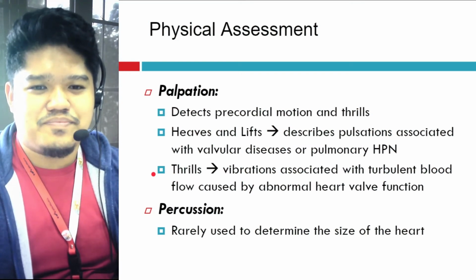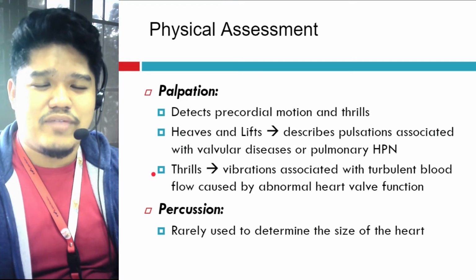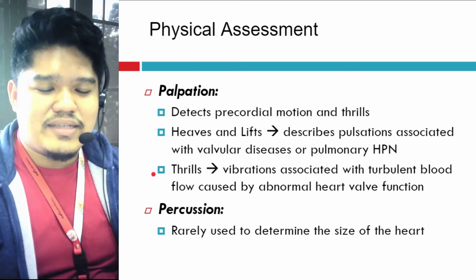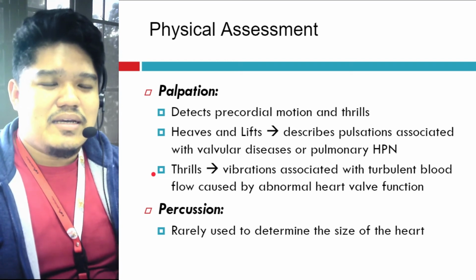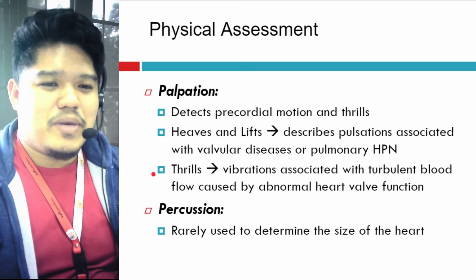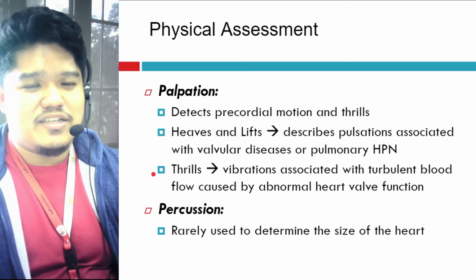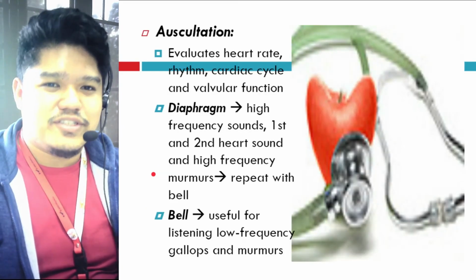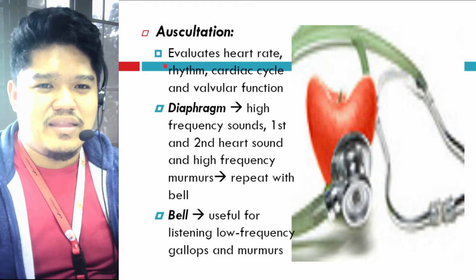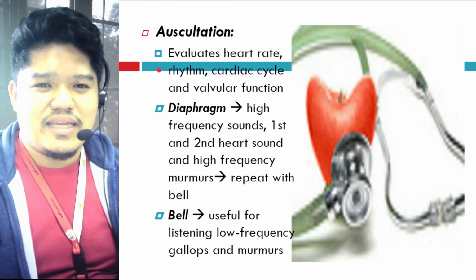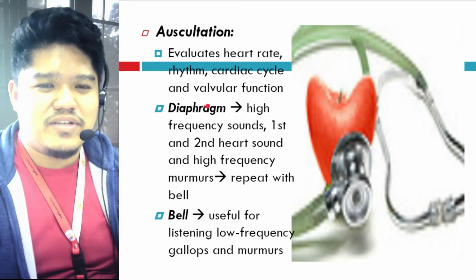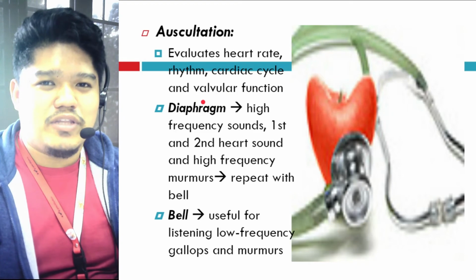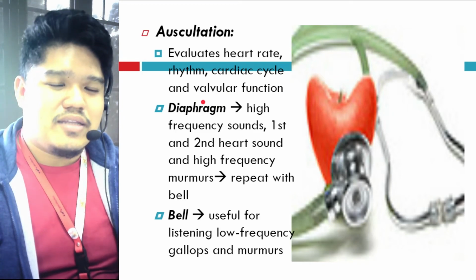For percussion, however, it is a very limitedly utilized assessment technique upon checking of the cardiovascular system, specifically the precordium. For the auscultation, we evaluate the rate, the rhythm, including the cardiac cycle and the valvular function. Valvular function may be heard over the points that I have mentioned earlier: the pulmonic, aortic, tricuspid, and the mitral.